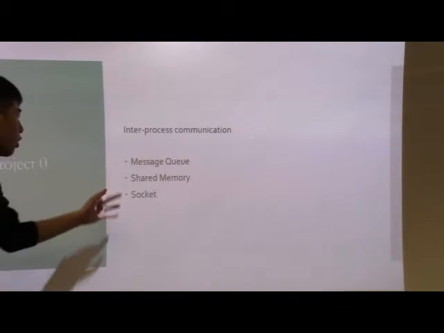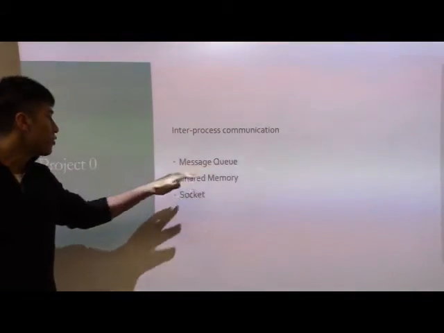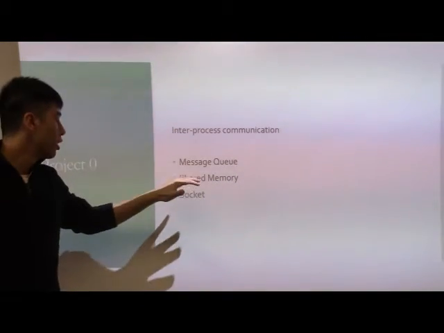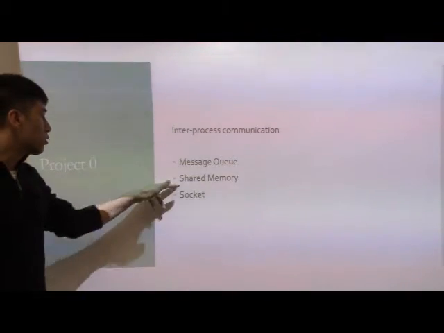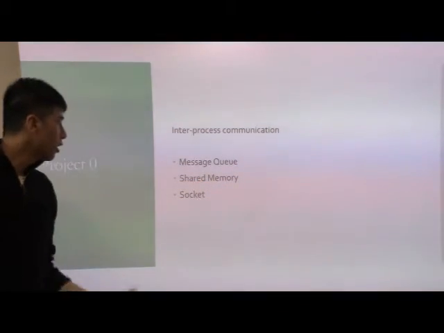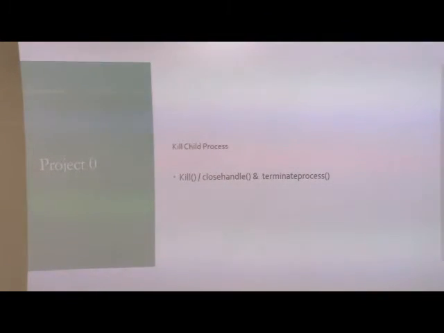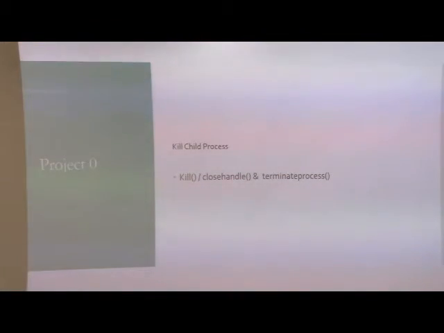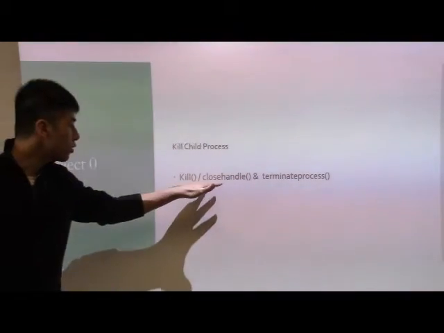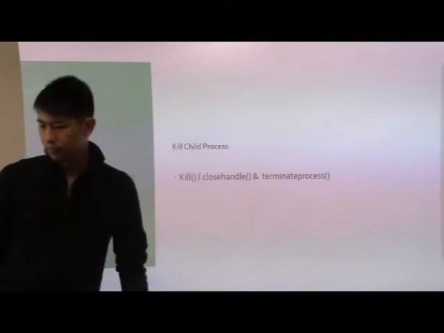And then IPC. In this project, we support three ways. First is message queue, the second is shared memory, and finally, socket. Usually we use shared memory, but of course, you can use the other two ways. And then we need to kill. In Linux, you just kill by a signal, but in Windows, you have to close the handle first and terminate it.